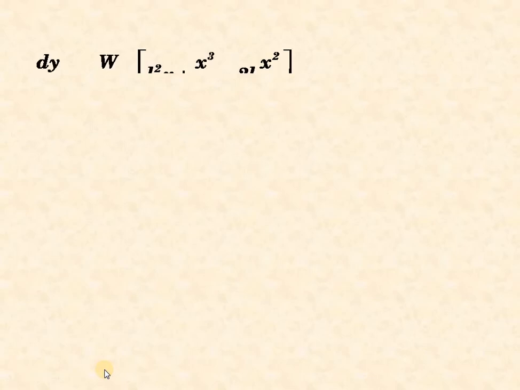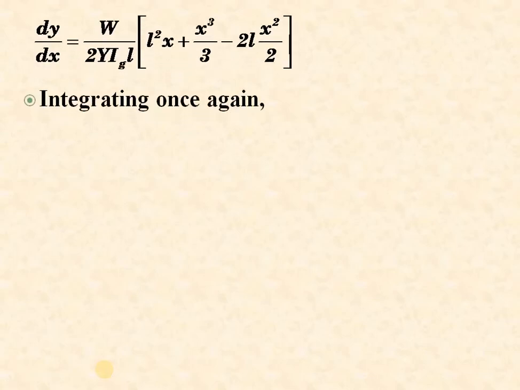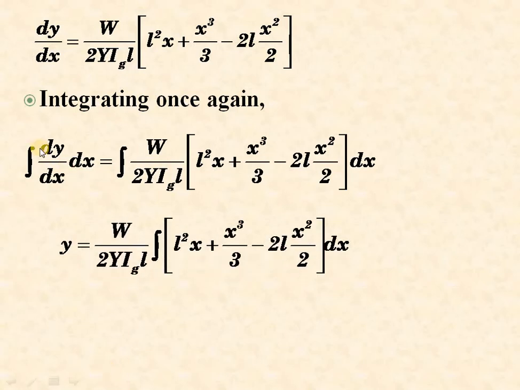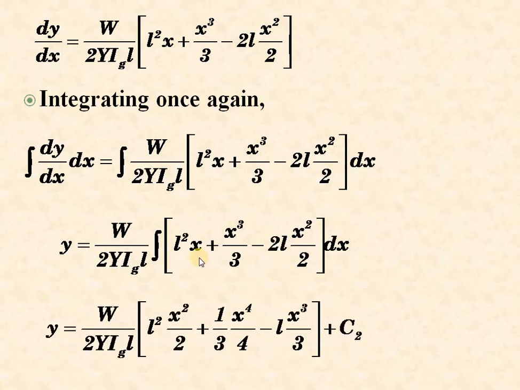So again, this is a differential equation. Once again you have to integrate it. When you integrate once again, what happens? This dy by dx will become simply y, because dx cancels and integral dy is y. And on the right hand side we have again integral of L square x dx, integral of x cube by 3 dx, and minus 2Lx square by 2 dx. So 2 can be cancelled.